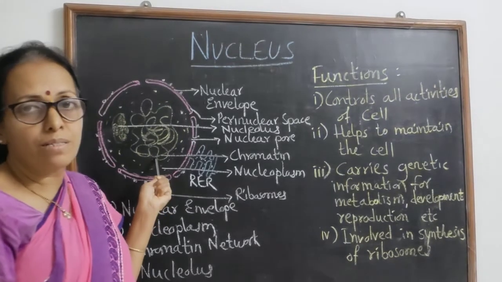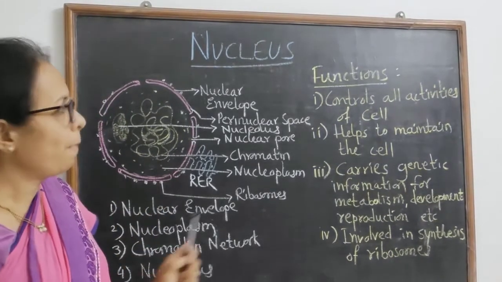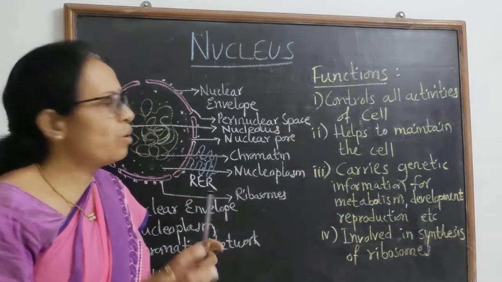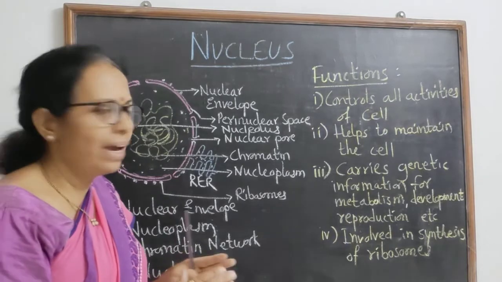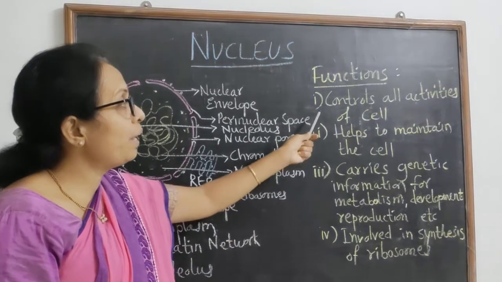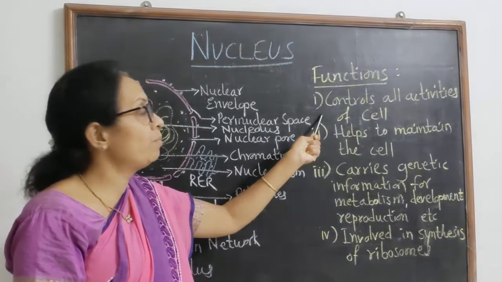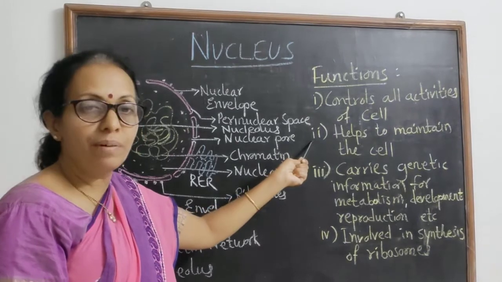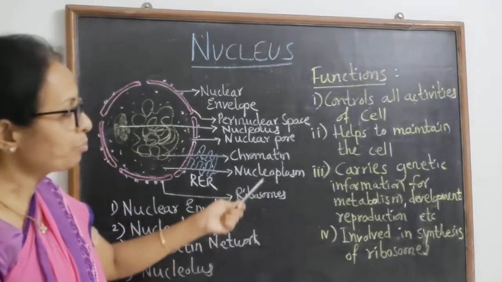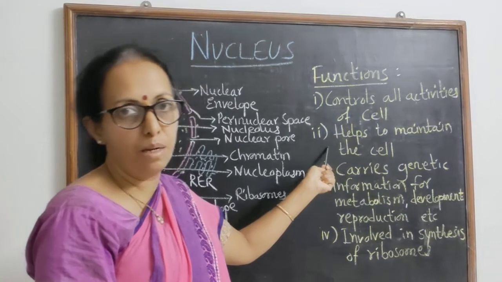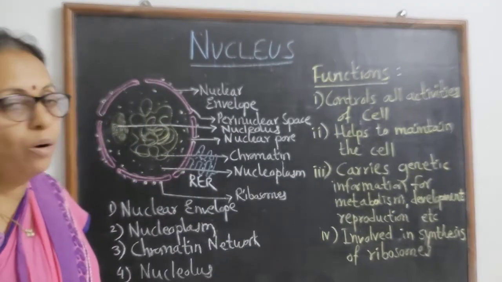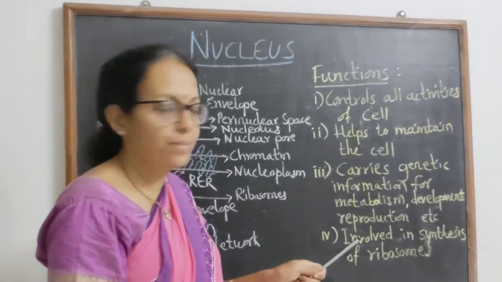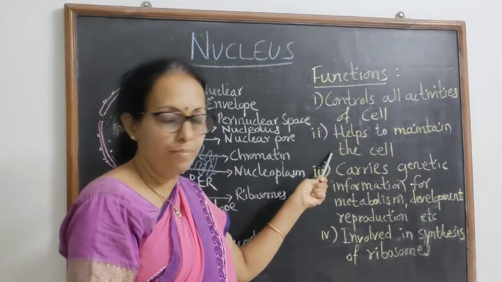What are the functions attributed to this? First, to control almost all activities of the cell. The entire cell is under the control of the nucleus. Second, it helps in maintenance of the cell, and that is why without a nucleus the cell will not last long. The cell will die without a nucleus.